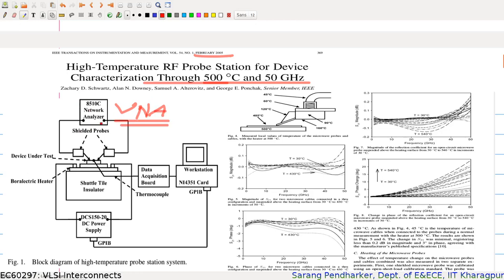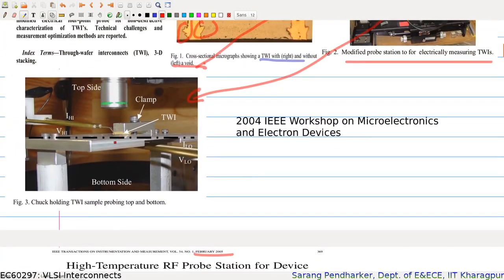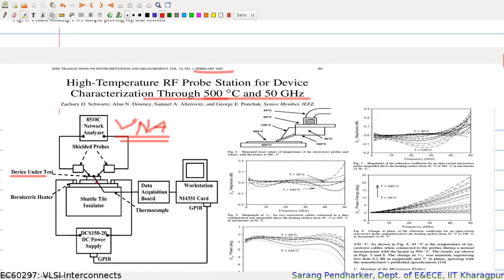It basically measures the scattering parameters, and it measures the magnitude as well as phase. So this is your device under test, which is placed here. Then these are probes, and this probe station has these probes coming in on your device, and it's something like this. And from there you measure the scattering parameters.